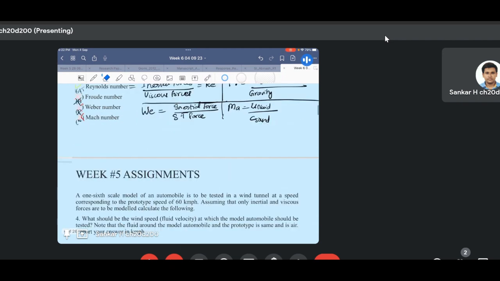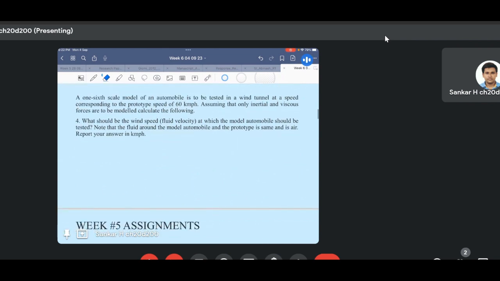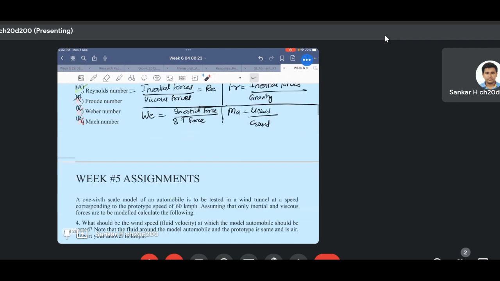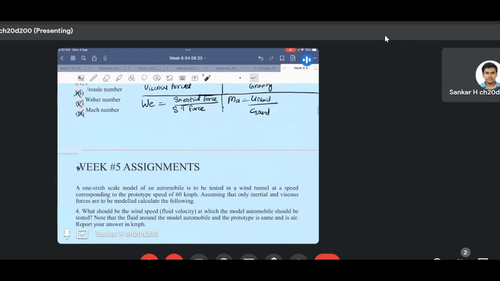Okay, we'll move on to the next question. Again, it's based on the same starting write-up that was given in the previous question, where a 1/6 model of an automobile is used in a wind tunnel. Now the question is, what should be the wind speed at which the model automobile should be tested? Note that the fluid around the model automobile and the prototype is the same and is air. Report your answer in kilometer per hour.